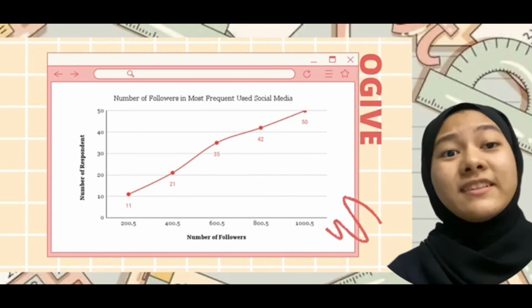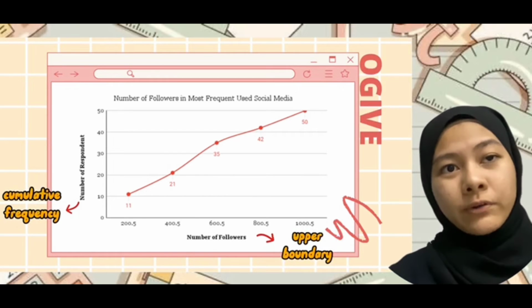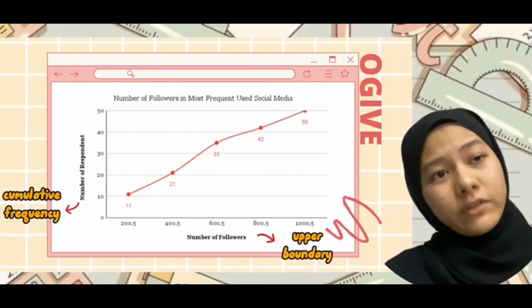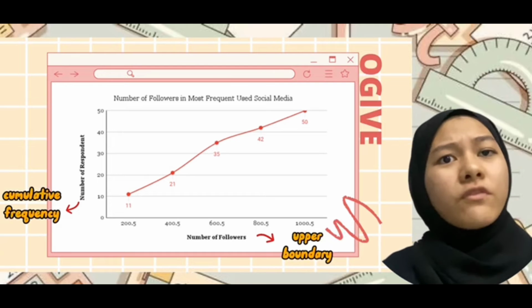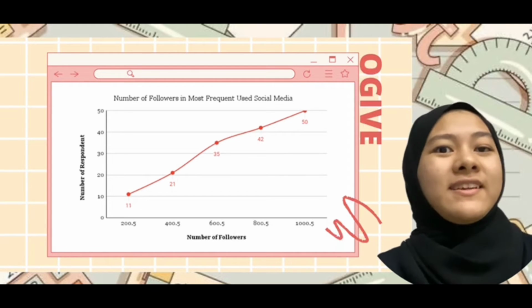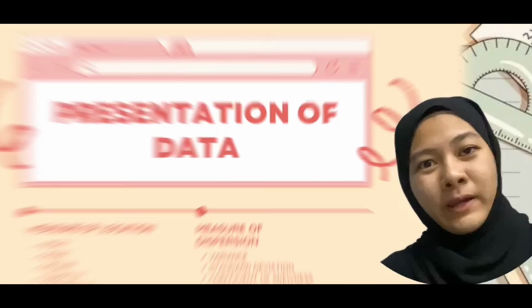The x-axis is the number of followers, which is the upper boundary, and the y-axis is the number of respondents, which is cumulative frequency. From the shape of the graph, it is proof that this is the less than ogive. Now let's count MOL and MOD.